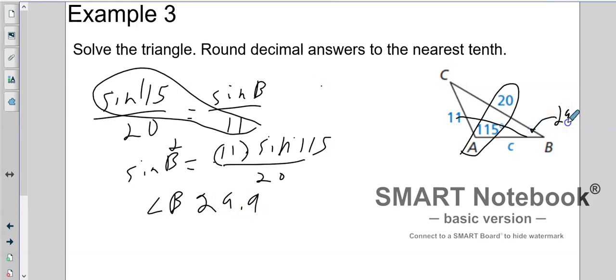So there's not a lot of room. Remember, we sometimes write outside. Just put an arrow. 29.9. Now, if we add 115 and 29.9 and subtract from 180, we find out that angle C is 35.1. And now that we have that angle, we can find side C.